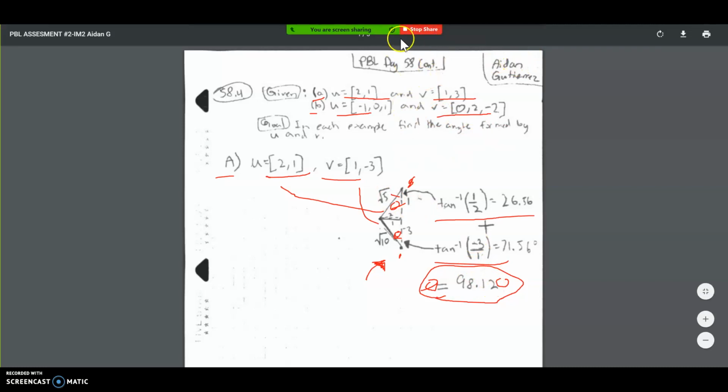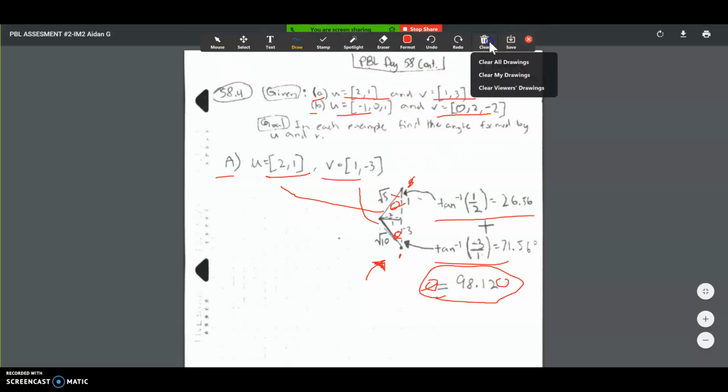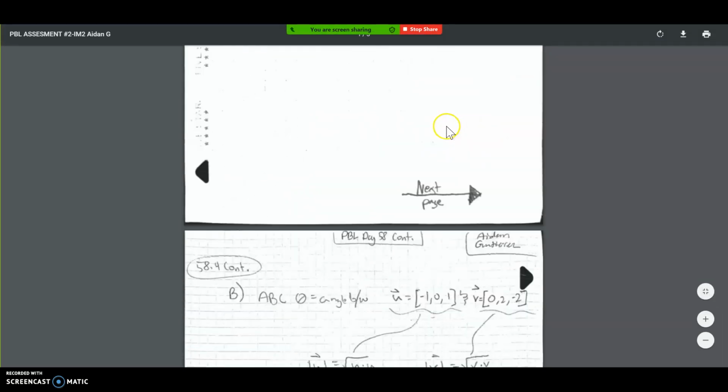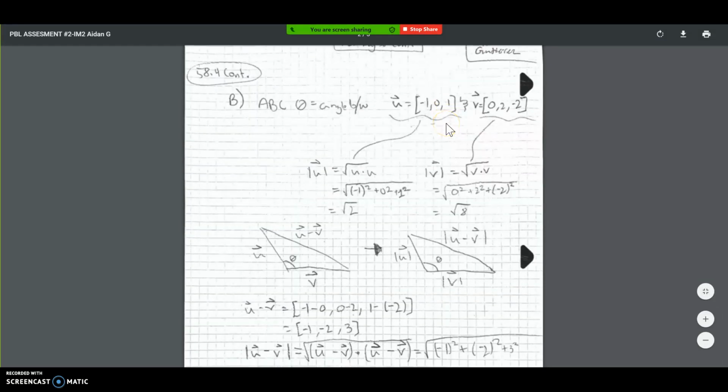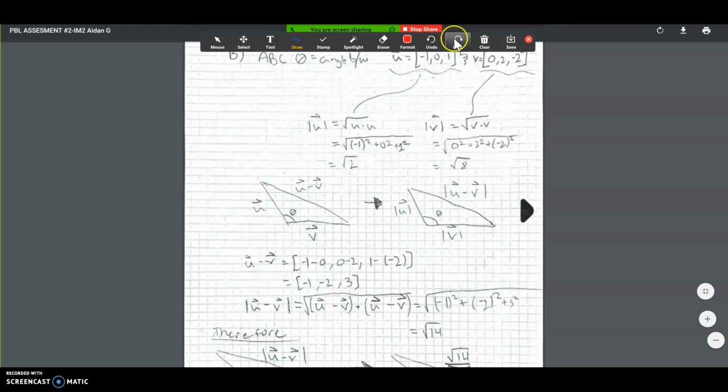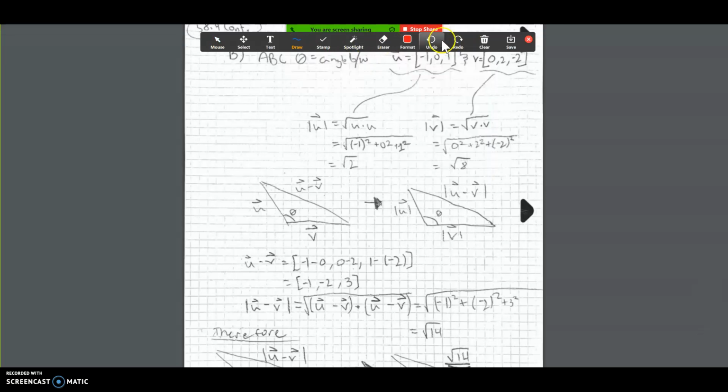Let me clear this real quick. And then for section B, I wrote down the given information as I had done prior. I wrote down A, B, C, and theta is the angle between u and v, pardon me. Then I wrote down the given values for u and v, which were different than A.